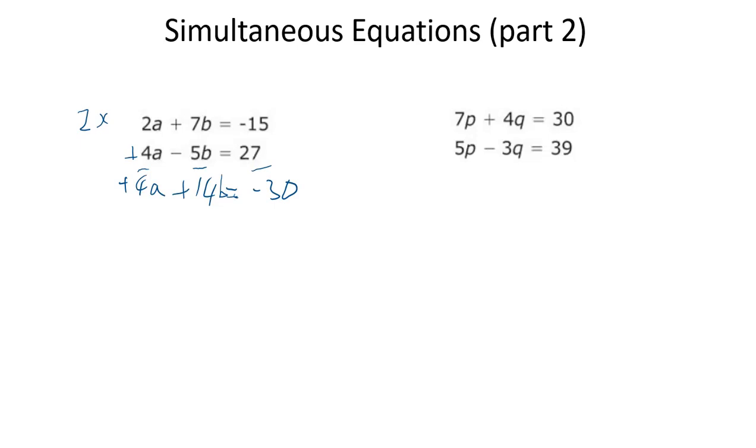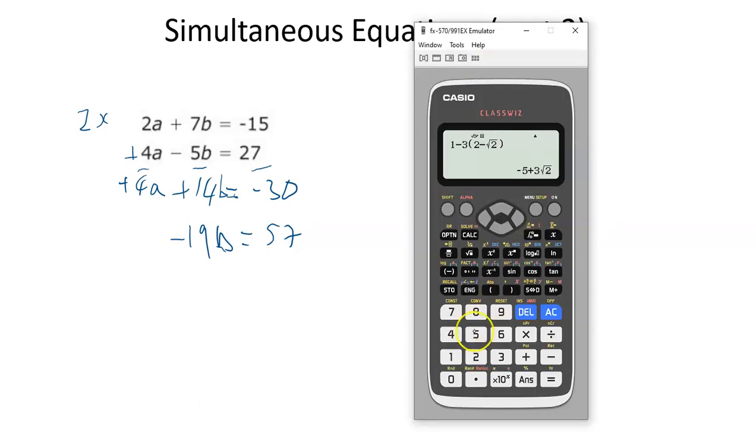4a take 4a is nothing, that's why we did it, to get rid of it. Minus 5b minus another 14b is minus 19b's. Okay, and this equals 27 minus minus 30. Well, that's minus is adding, so that's 57. Okay, minus 19b equals 57, then 57 divided by minus 19 is going to tell us that b is minus 3.